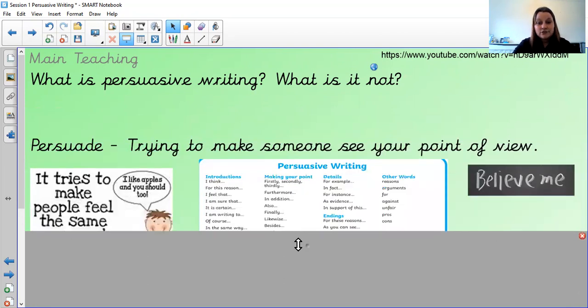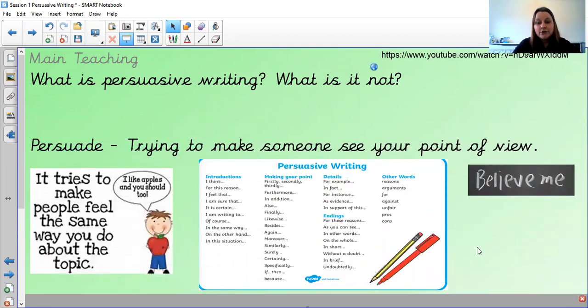So persuasive writing is trying to make someone see your point of view. So it's all about trying to get someone to believe you, to believe what you're saying is true, whether it is or not. So you're trying to persuade somebody that you are correct and what you're saying is true. You want them to believe you. So it tries to make people feel the same way you do about the topic. So this example here, the boy says, I like apples and you should too. So the boy would be trying to persuade everybody that we should all like apples.